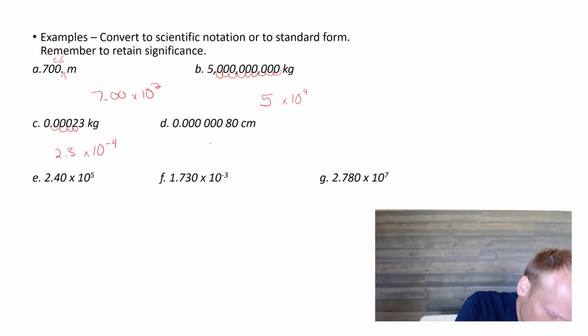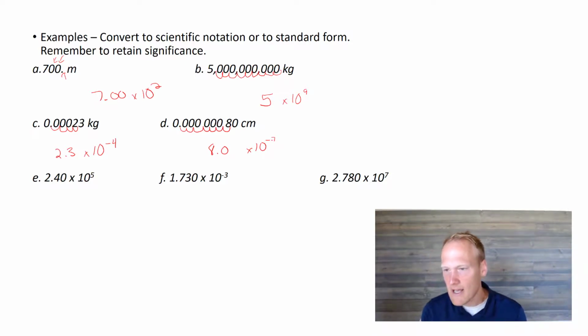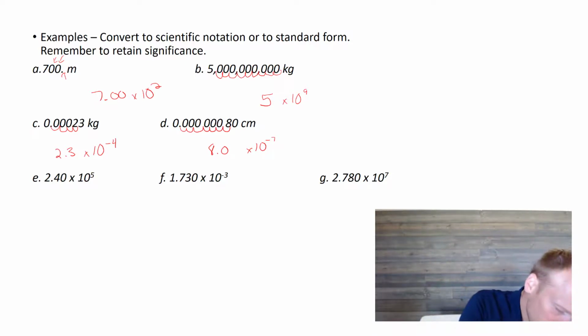notation. If we speed this up here a little bit, this would be 8.0 times 10 to the, let's see, 1, 2, 3, 4, 5, 6, 7. 10 to the negative 7th. All right. We can go the other way too. We need to move this 5 digit places. So 2, 4, 0, and then 0, 0, 0. We moved it 1, 2, 3, 4, 5.